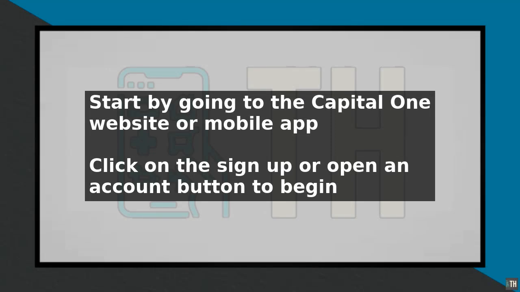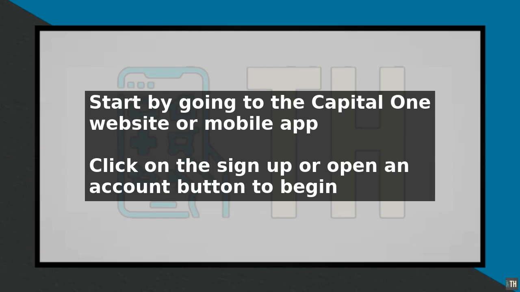To create a Capital One account, start by going to the Capital One website or mobile app. Click on the Sign Up or Open an Account button, and select the type of account you want to open, such as a checking or savings account, or a credit card account.